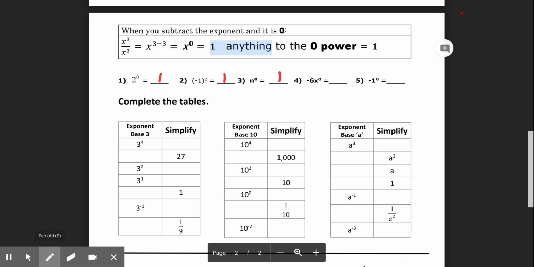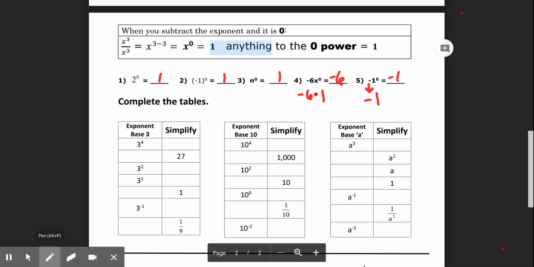Negative 6 is not raised to the 0 power. Only the x is. So what you could do is split it apart. So this will be negative 6 times, and x to the 0 power is 1. So negative 6 times 1 is negative 6. Now then, number 5 is just a little bit different. What you would do is bring this negative down, and 1 to the 0 power is 1. So that answer is actually negative 1.